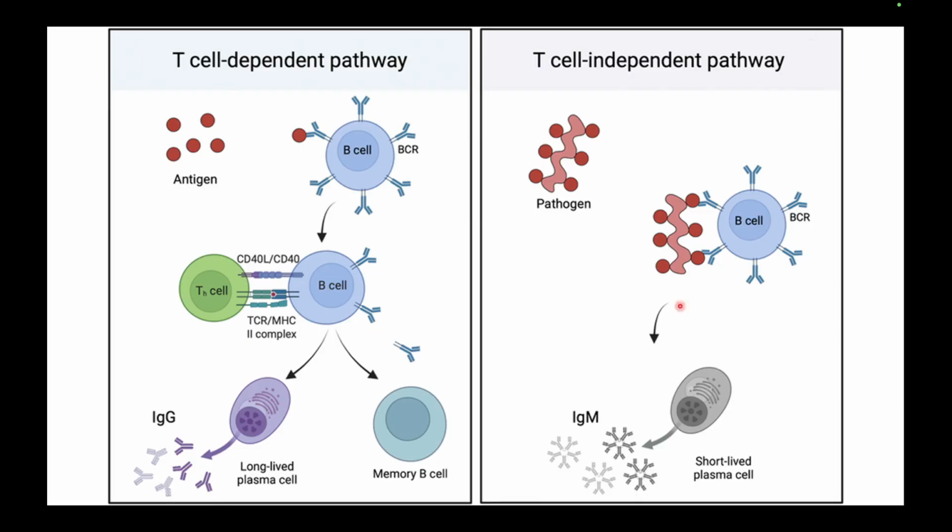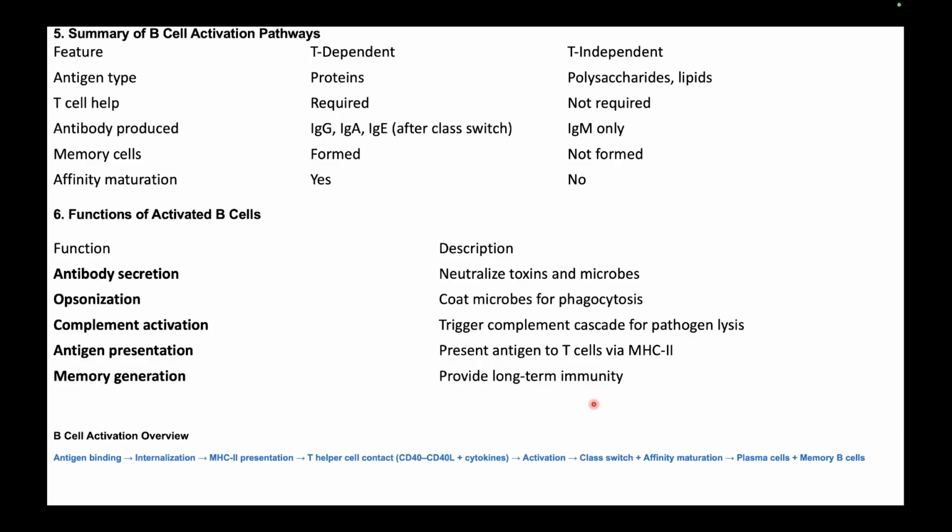Okay, then this is the T cell independent pathway, in which the pathogen recognized by the B cell receptor is non-protein in nature. This also makes plasma cells but no memory, and mainly produces IgM antibodies. So this is the T dependent and T independent, which we have already discussed.